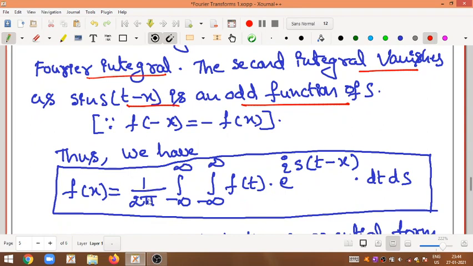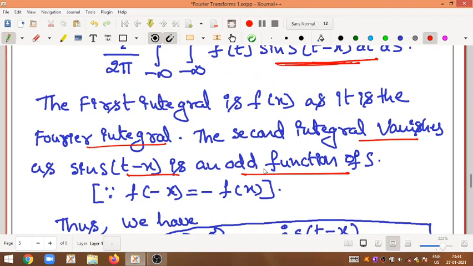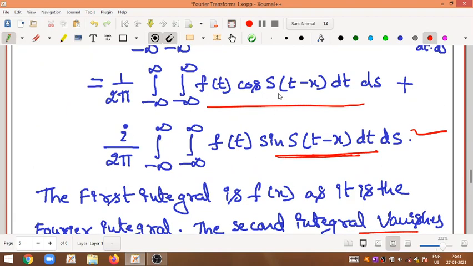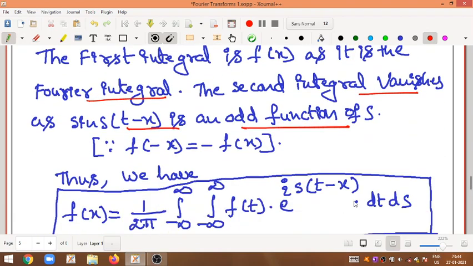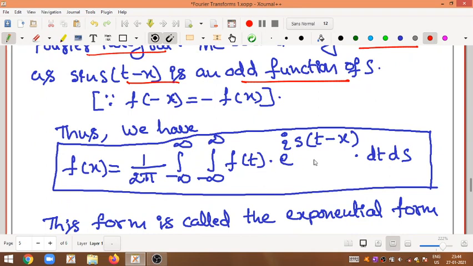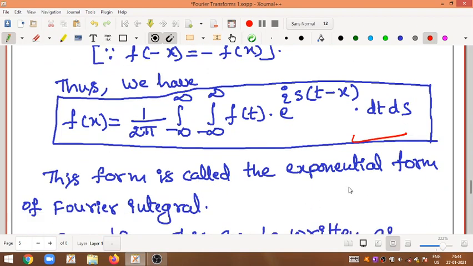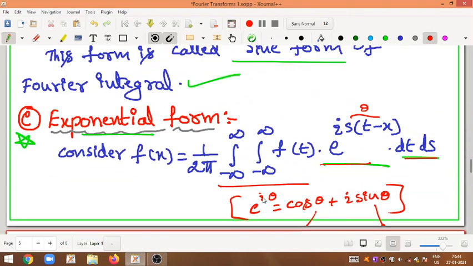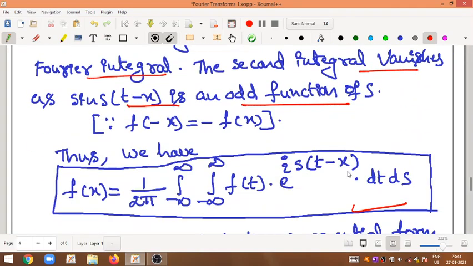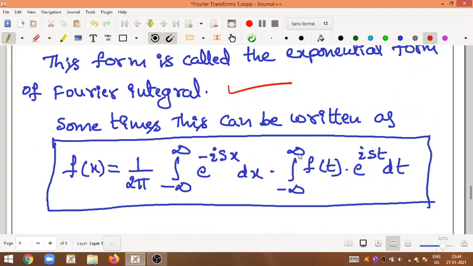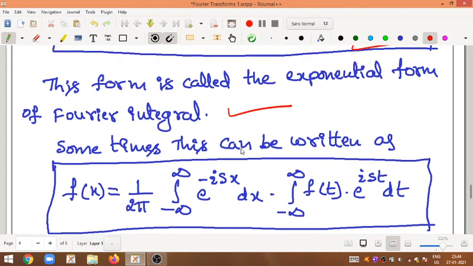F of x is equal to 1 by 2 pi into the double integral minus infinity to plus infinity f of t into cos s into t minus x into dt into ds, which is f of t into e power is into t minus x into dt. This form is called the exponential form of the Fourier integral. First we are taking this form now. So that is called the Fourier integral form.